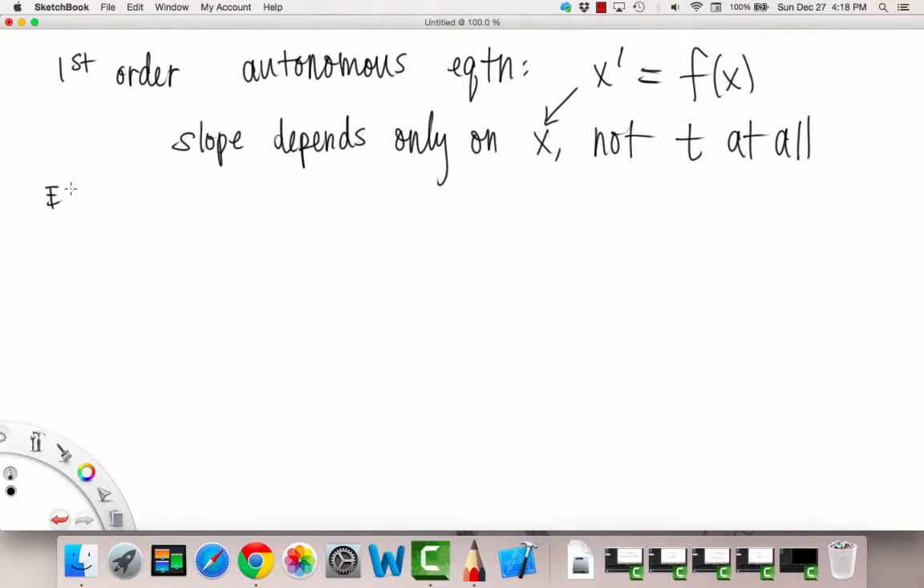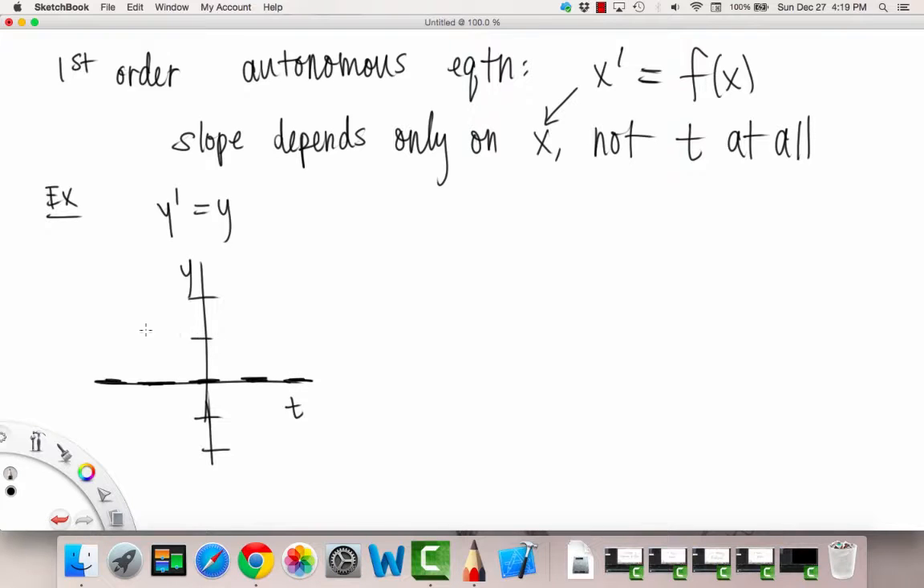So here's a little mini example. Let's say y prime is equal to y. Let's say we have our ty graph here, and let me extend this down a little bit. Okay, so let's say here's 1, 2, 1, 2. So what this means is that our slope when y is equal to 0 is just going to be straight across, right? So we'll have horizontal lines here.